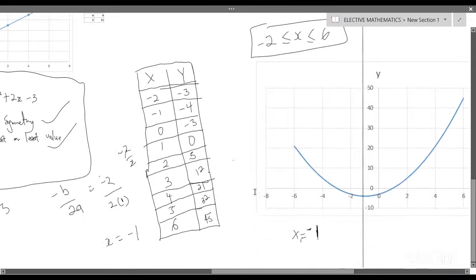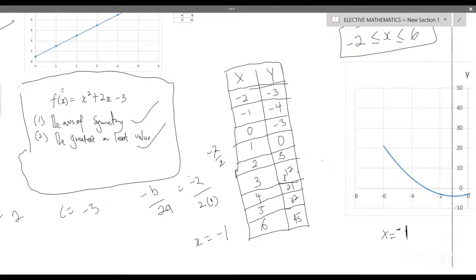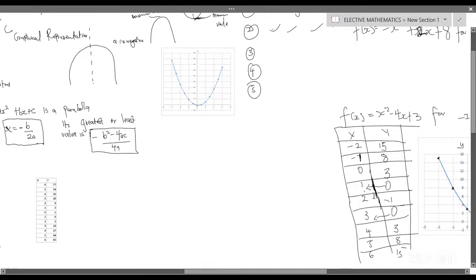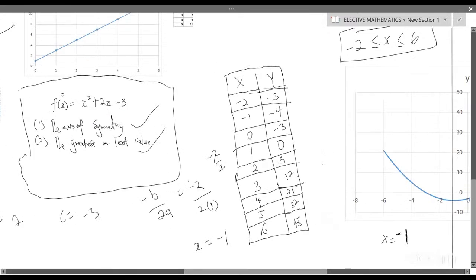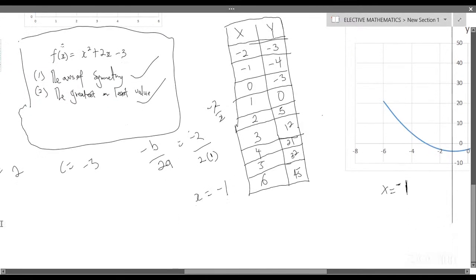Now, the second, well, this one is the greatest or the least value. So in this case, it's going to be the least value because it's in the form of U. It's a U shape, right? So it's going to be the least value. And what was the formula? The formula was -B squared over 4AC. So now we know what our A is, we know what our B is, we know what our C is. We will just do substitution to find our -B squared over 4AC.